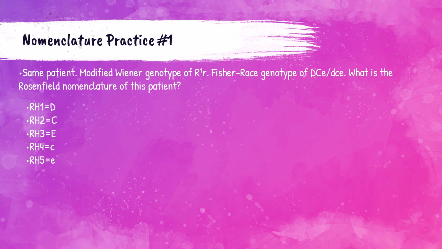So again, you need to memorize the Rosenfield designations, and I've listed them for you here on the left. RH1 is equivalent to big D, RH2 is big C, RH3 is big E, RH4 is little c, and RH5 is little e. So we just need to look at this Fisher-Race genotype and plug it in. Here we are, big D, big C, little e, slash little d, little c, little e. First one here, we're just going to go down the groups of them.